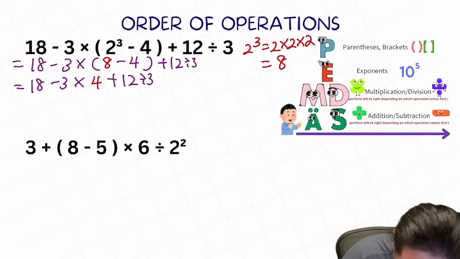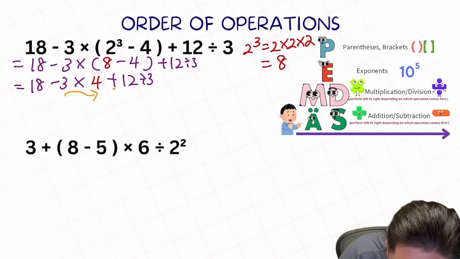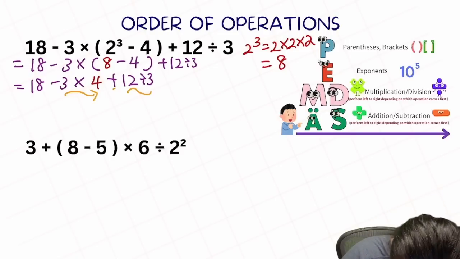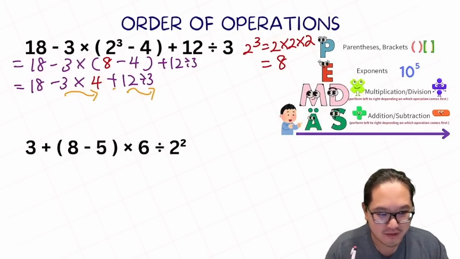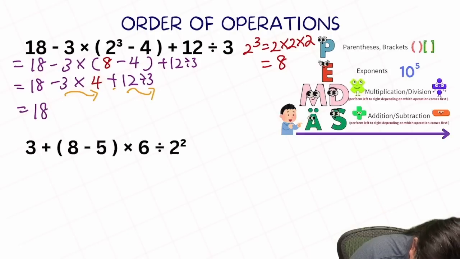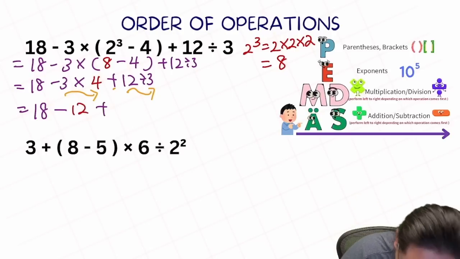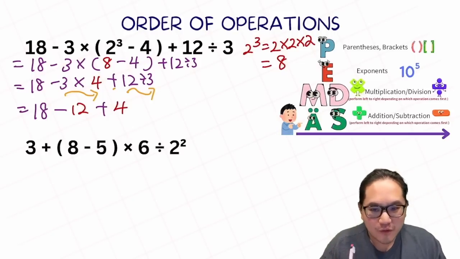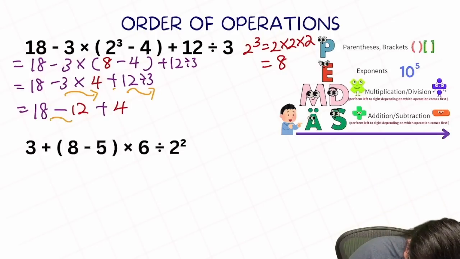So let's see. We got 3 times 4 right here, the first set. And we got addition right here to separate the second set, 12 divided by 3. So we can do that simultaneously to save us some steps. So what we got? 18 minus 3 times 4 equal to 12 plus 12 divided by 3 is equal to 4. So now we took care of all the multiplication and division. What is next? Addition and subtraction, right? So we still need to do it from left to right.